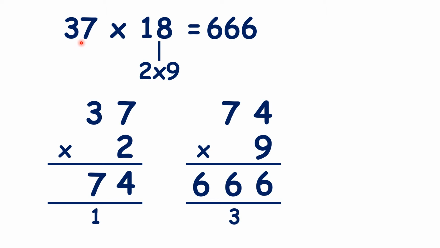We couldn't have used factors for 37 because its only factors are 1 and 37. It's what we call a prime number. But if there's at least one composite number in the question, one number that can be broken down into factors, then this is a really useful trick.